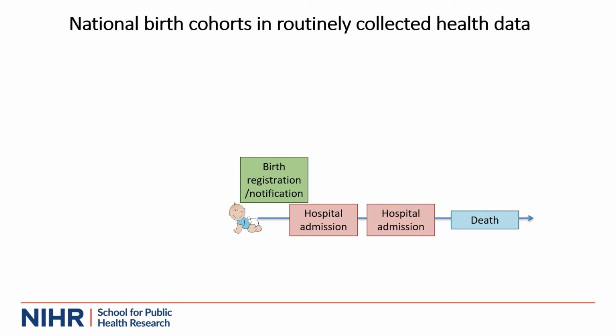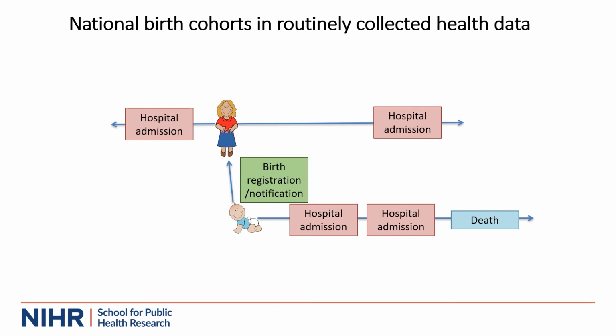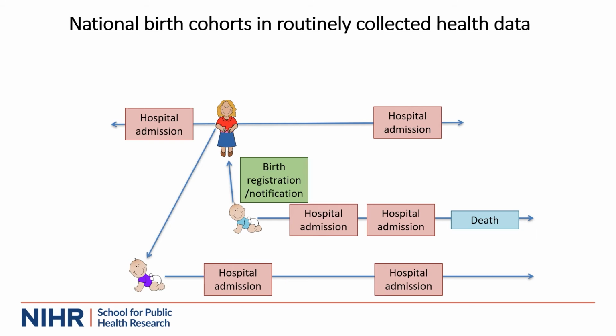And then within these data sets, it is possible to link the baby's longitudinal health data to their mother's longitudinal hospital admission data via the maternity record. And of course, a mother might have more than one child, and so it's also possible to link children to their siblings within these national data sets.